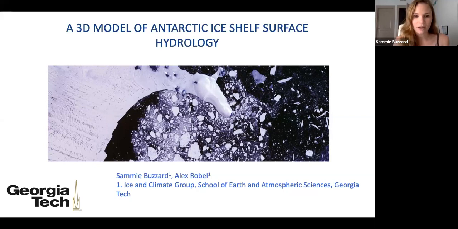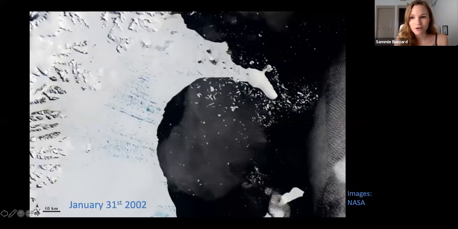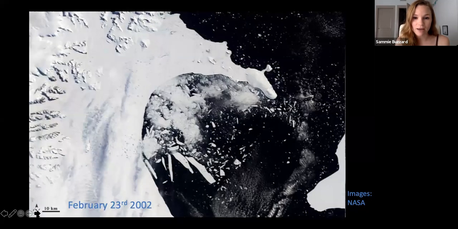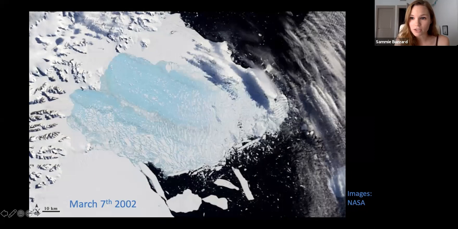So if I can get my slide to change. There we go. It wouldn't be a talk on surface hydrology in Antarctica without showing this at least once. So this is the Larsen B ice shelf in Antarctica, or was, because of course shortly after this satellite image was taken, we had sudden and rapid collapse right across the ice shelf.